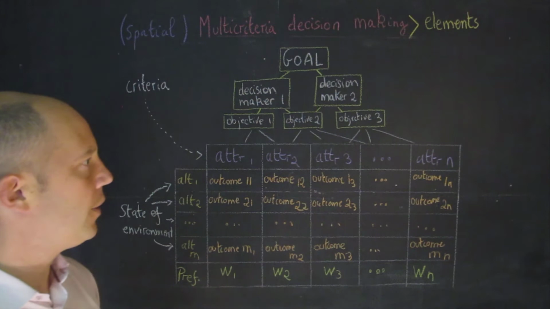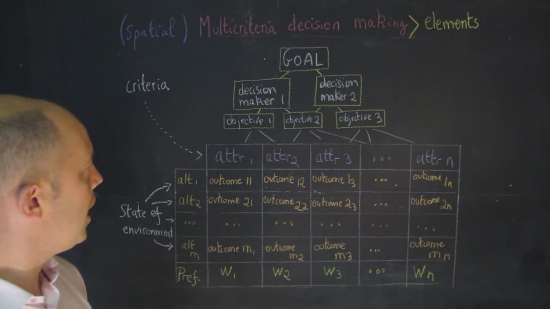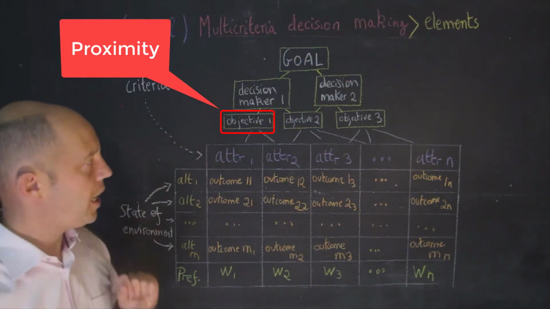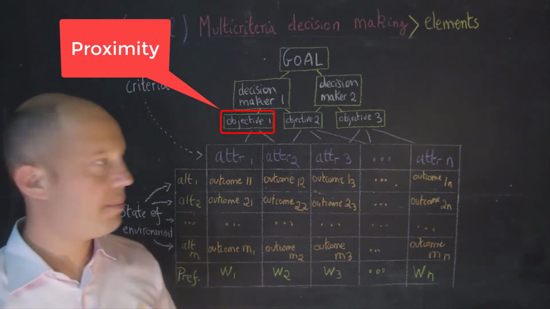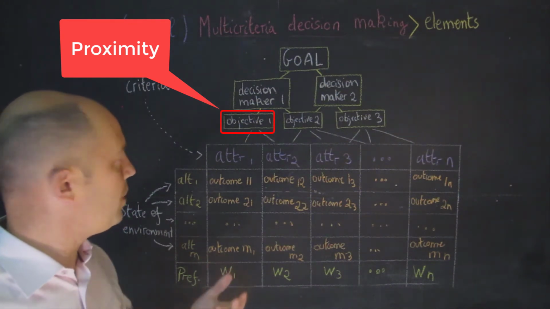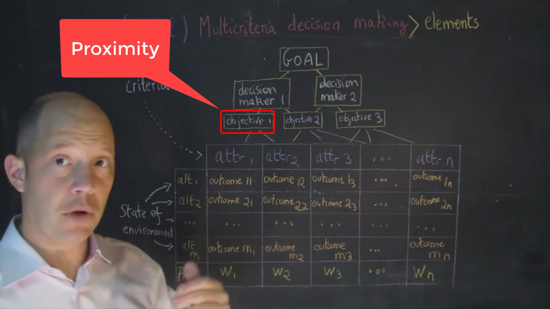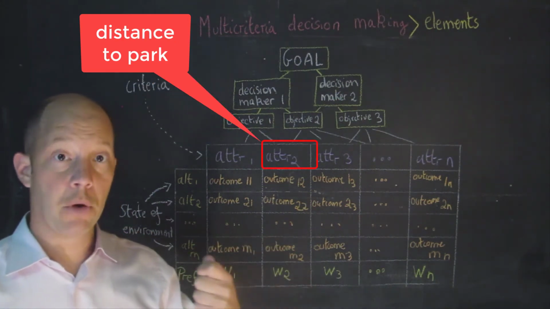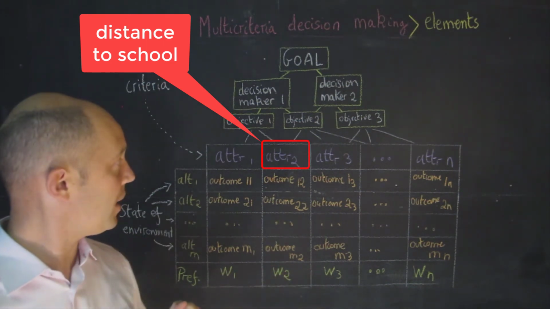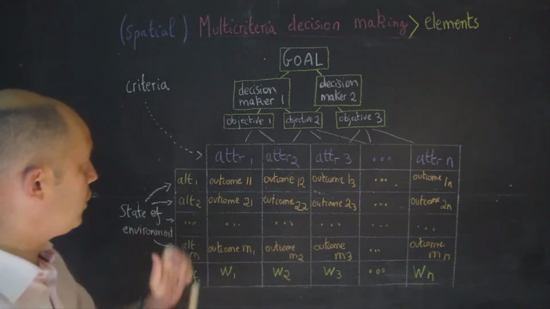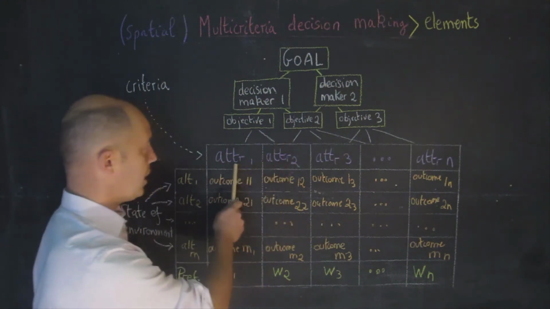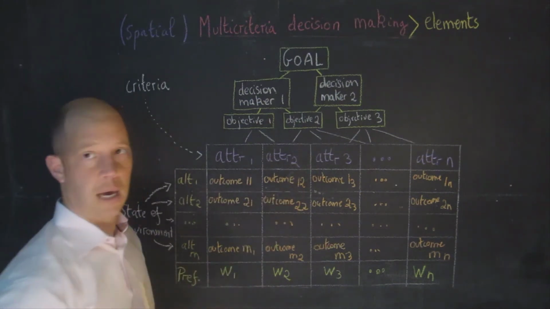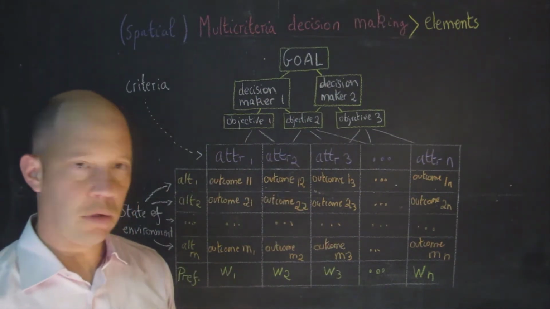So let's think about the objectives first. That was your objective, and you say you would like to have some proximity. What does that mean? To be close to different amenities? Maybe you want to be close to a grocery store, maybe a park, maybe the school that you're going to attend, and so on. So they could be different attributes, and this could simply be distance to school, distance to the grocery store, and distance to a park.